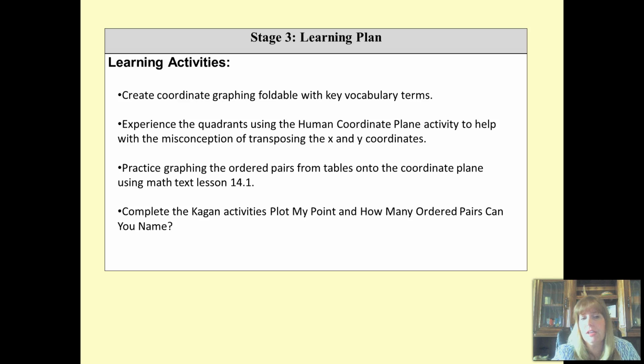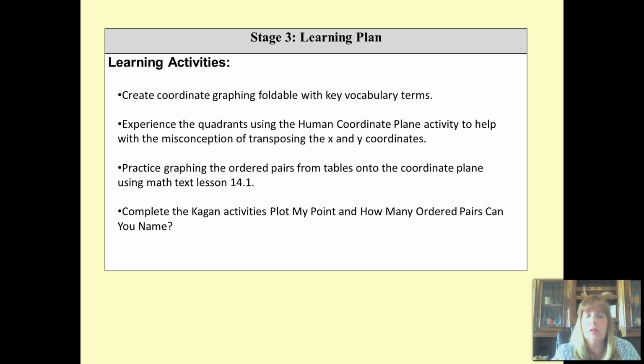Now we also know that our kids really respond to interactive activities. The more kinesthetic, the better for a lot of our kiddos. We also know from past experience in working with kids in coordinate grids that they get the X and the Y coordinates confused. So the human coordinate plane activity, where students can actually go place themselves on the coordinate plane, will help with that misconception. So let's put that in.